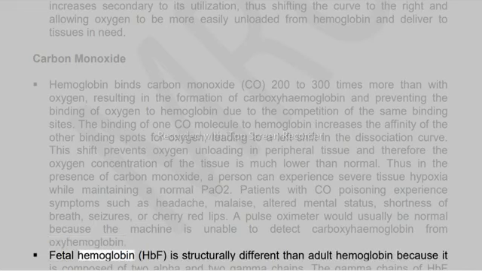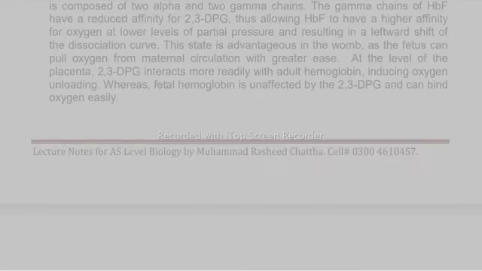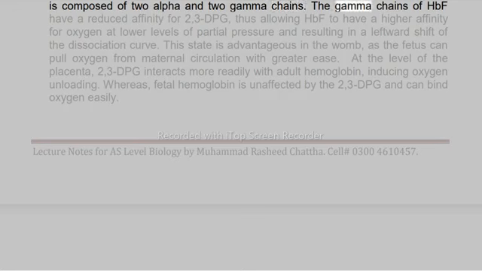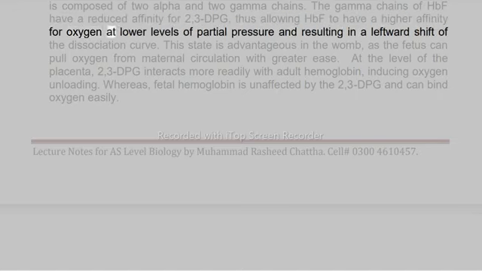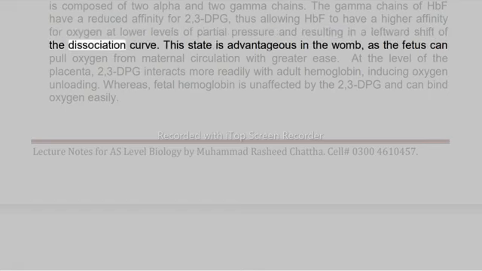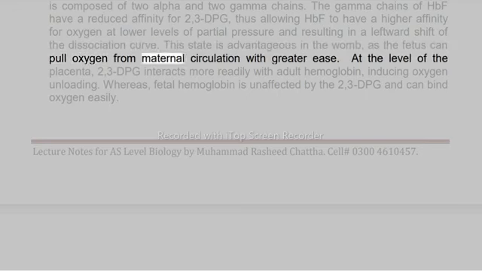Fetal hemoglobin, HbF, is structurally different than adult hemoglobin because it is composed of 2 alpha and 2 gamma chains. The gamma chains of HbF have a reduced affinity for 2,3-DPG, thus allowing HbF to have a higher affinity for oxygen at lower levels of partial pressure and resulting in a leftward shift of the dissociation curve. This state is advantageous in the womb, as the fetus can pull oxygen from maternal circulation with greater ease.